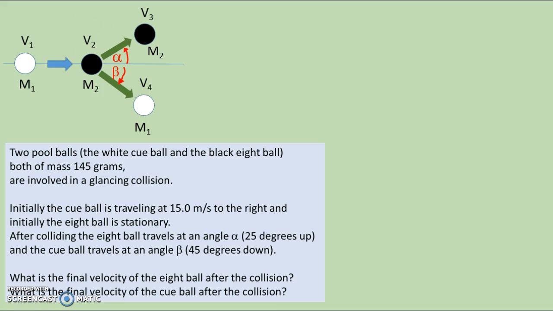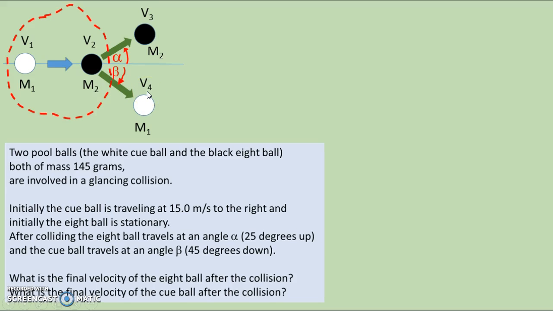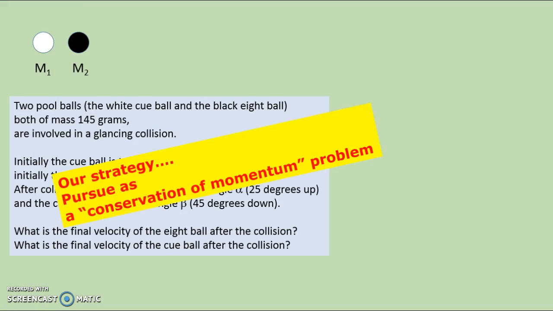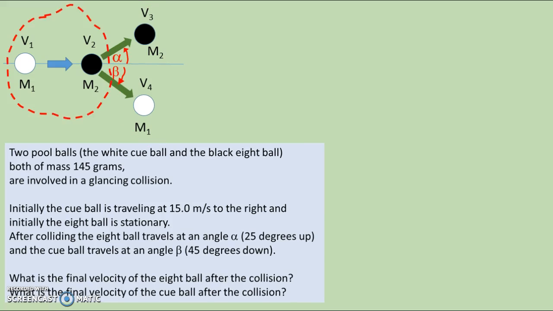So back to our problem here. We've got the cue ball banging into the 8 ball, with the balls going off at these angles. This is alpha and that's beta. We're given these two angles, the initial speed of the cue ball, and the initial velocity of the 8 ball, which is 0 meters per second. And we're asked to find the final velocity of the 8 ball and the final velocity of the cue ball. So we have a before and an after situation.